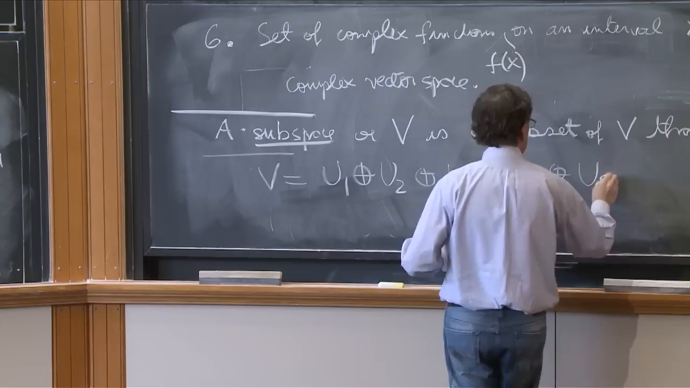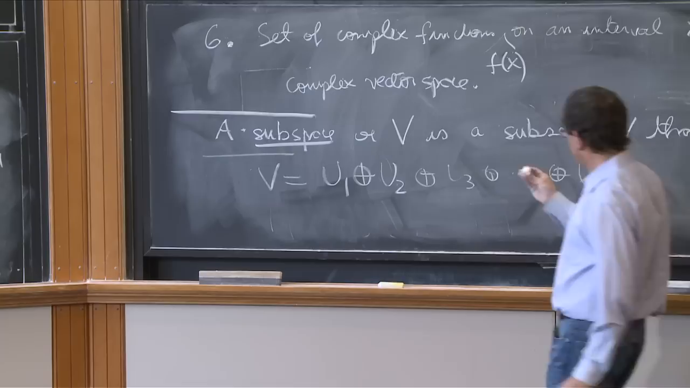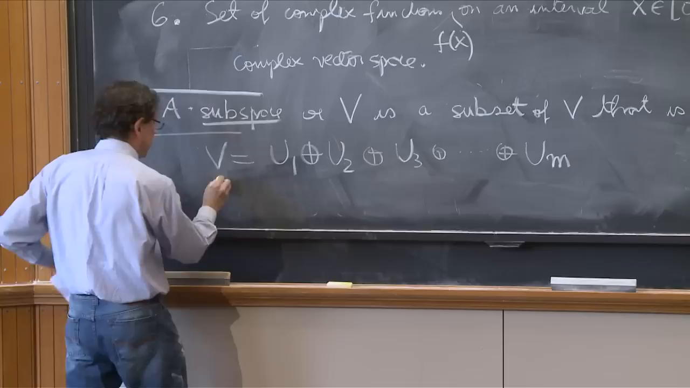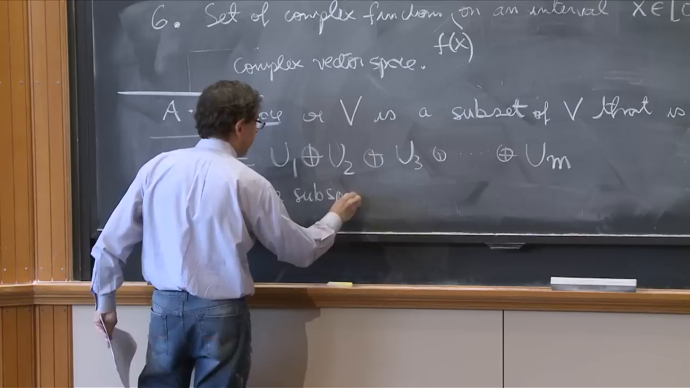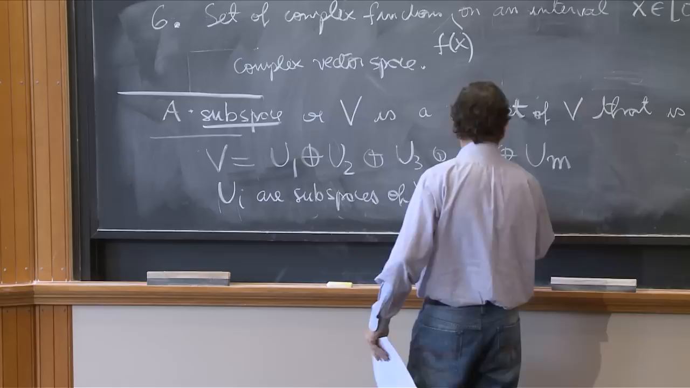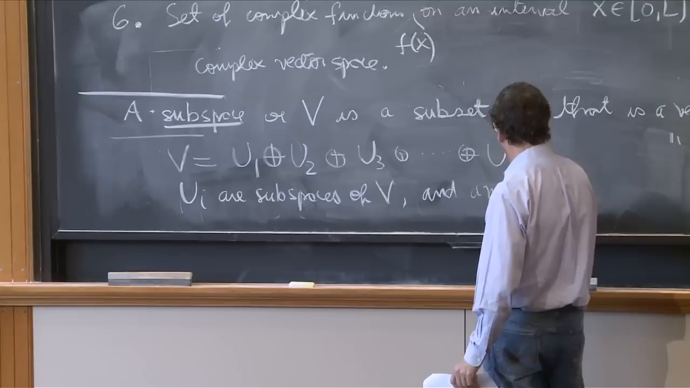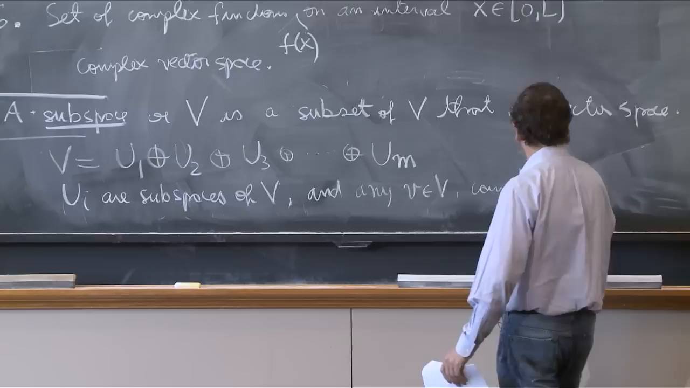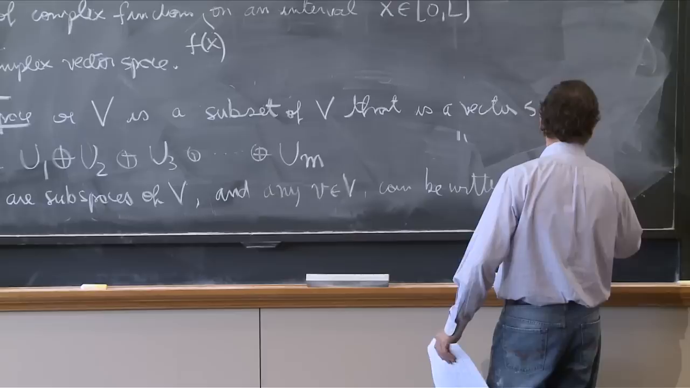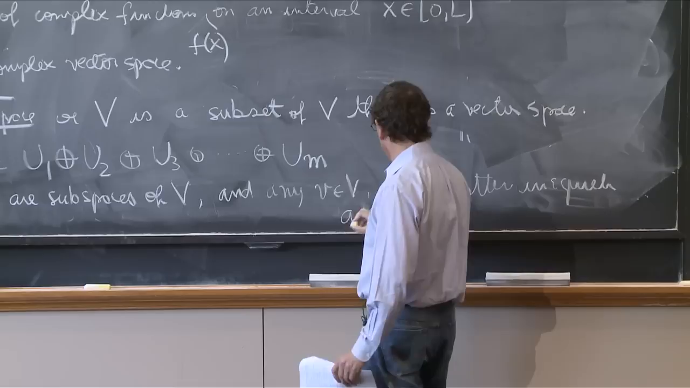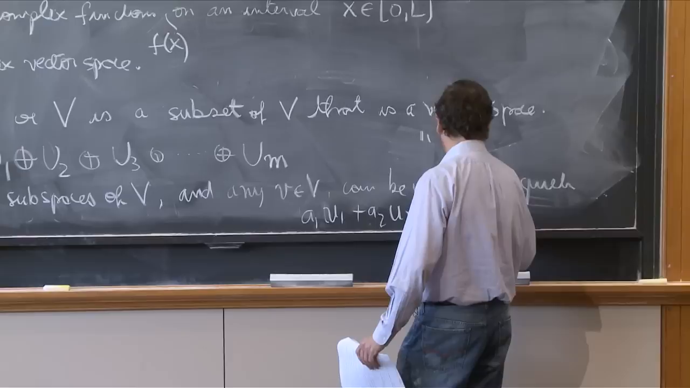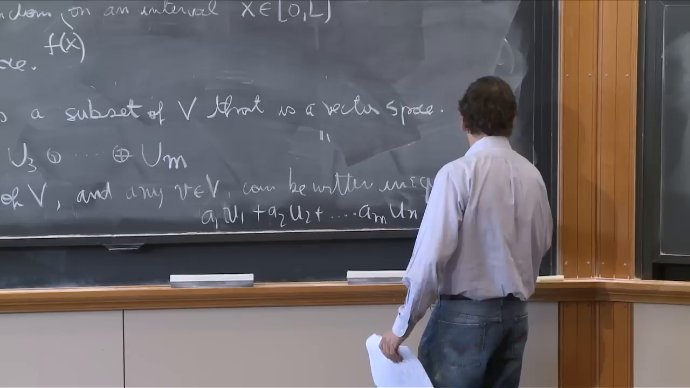When we say this, we mean the following: that the Ui's are subspaces of V, and any v in the vector space can be written uniquely as a1 u1 plus a2 u2 plus am um, with ui in capital Ui.